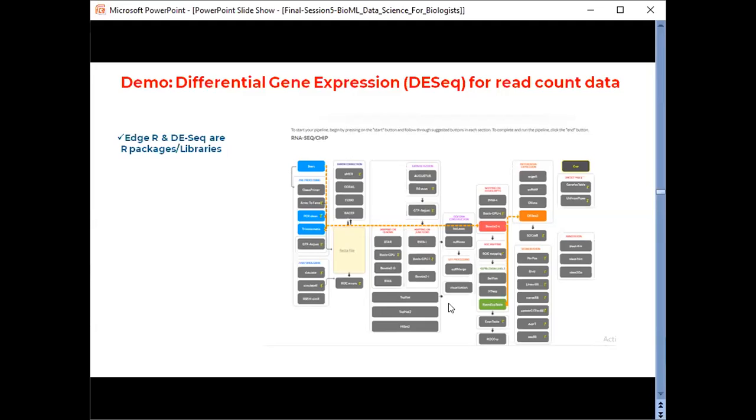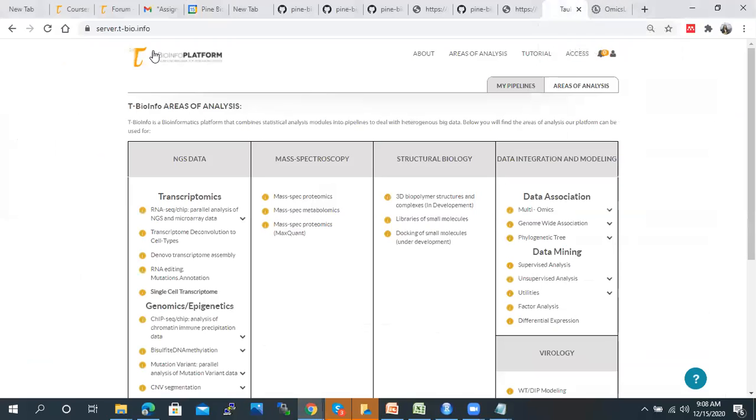So now let's go over to the T-Bioinfo platform and see how we can apply DESeq. Meanwhile, let me share the link with you. Once you are on this server, just let me know. Just type yes if you are on this server.